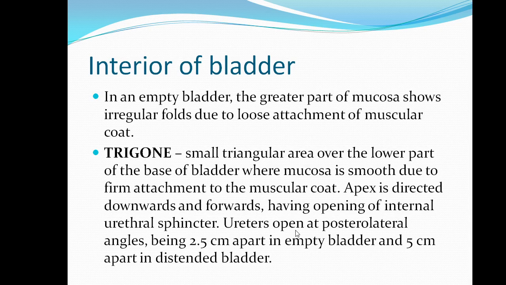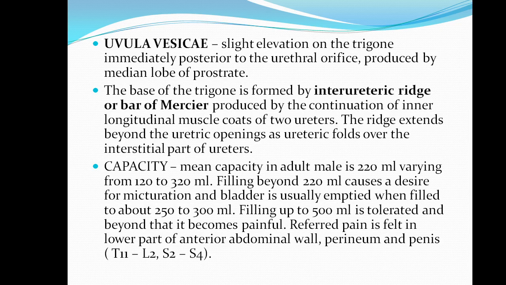The ureters open at the posterolateral angles. These openings are 2.5 cm apart in an empty bladder and 5 cm apart in a distended bladder. Uvula vesicae is a slight elevation on the trigone immediately posterior to the urethral orifice. It is produced by the median lobe of the prostate.